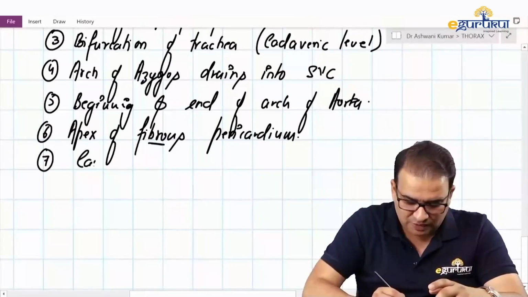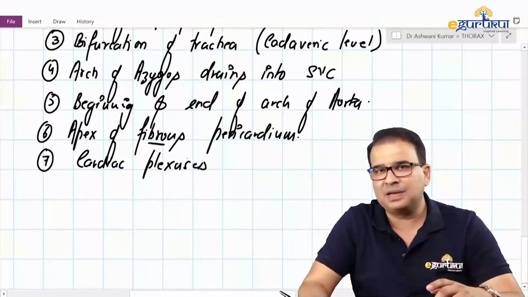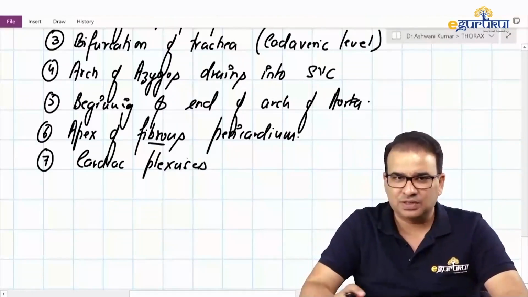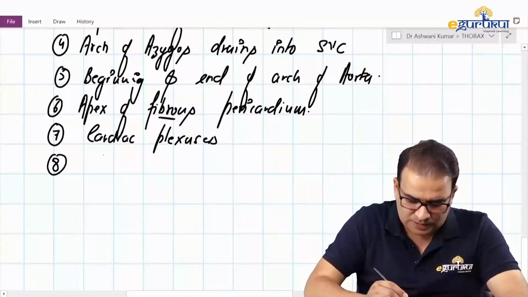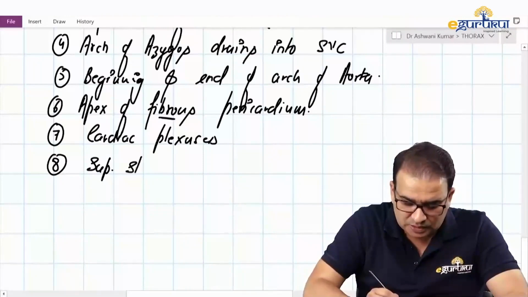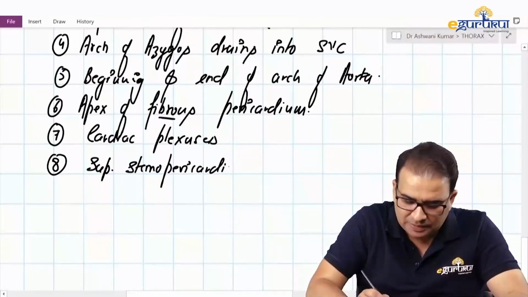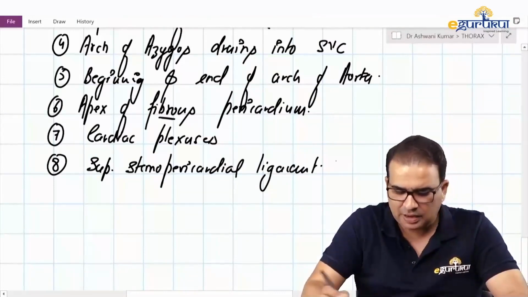This also is the level for the location of the cardiac plexus. We'll discuss these cardiac plexus, superficial and deep cardiac plexus. They are lying more or less at the level of the sternal angle only. This is the level for the attachment of the superior sternopericardial ligament.